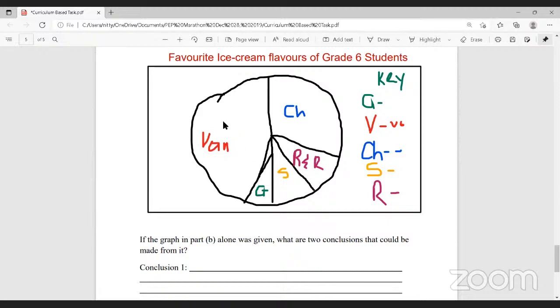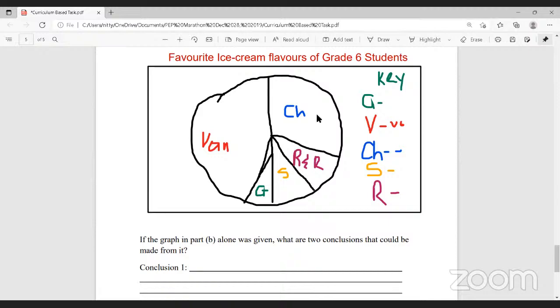Abby says vanilla is the most selected ice cream. Very good, Abigail. Yes, that's the kind of conclusion we're talking about. Very good. Grape nut is the least favorite. Yes, we can see that. Strawberry and rum and raisin have the same amount of people choosing them. Yes, we can say that. Chocolate is the second favorite. Those are some conclusions that we can draw from this.